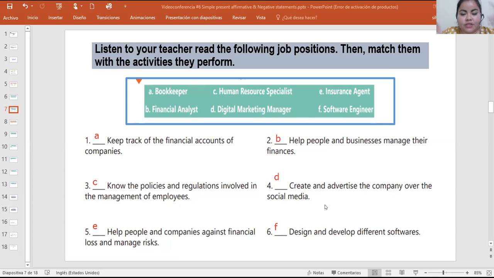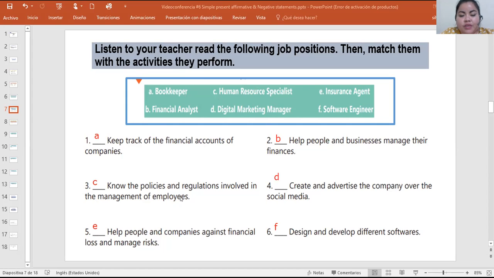Mantengan esa respuesta que la vamos a seguir utilizando después. Okay. These are the different occupations. Bookkeeper, contador. Financial analyst, agente financiero, analista financiero. Human resource specialist, recursos humanos. Digital marketing manager, supervisor de mercadeo digital. Insurance agent, agente de seguros. Software engineer, ingeniero en sistemas. Okay, those are the different occupations that we have here.